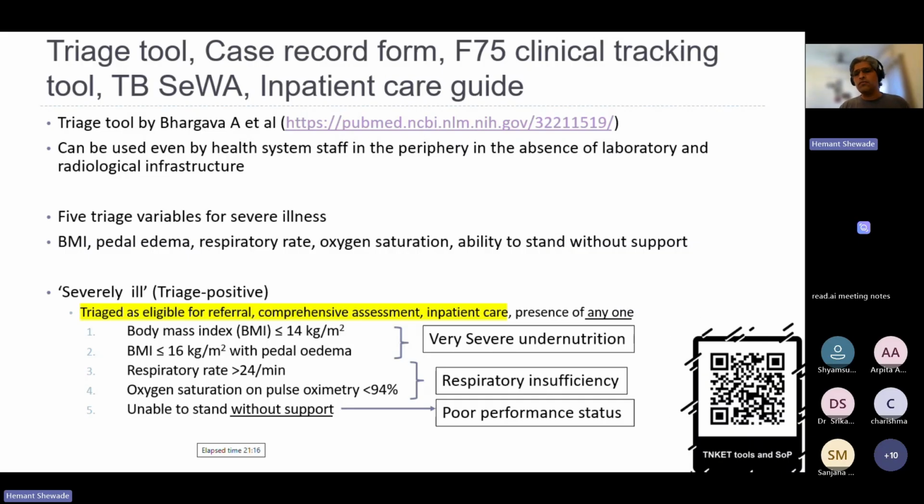And from a programmatic point of view, we understood that differentiated TB care is beyond the scope of the state TB cell, and it cannot be implemented without the support of the health system. So appropriate orders were issued by the Directorate of Medical and Rural Health Services, Directorate of Medical Education, and Directorate of Public Health around the time when TN-KET was implemented. Needless to say, the state TB cell also passed on certain orders or instructions.